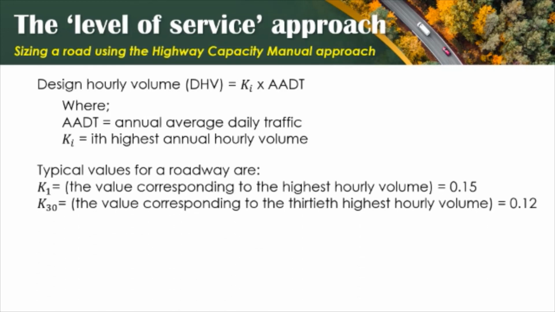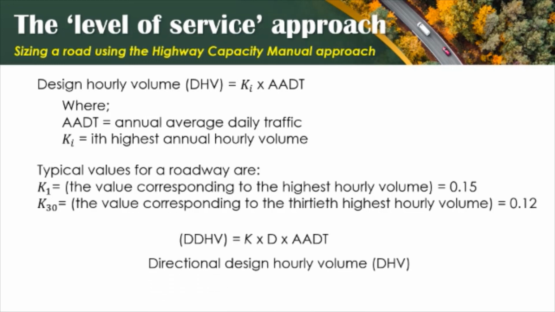Typical values for a roadway are K sub 1 and K sub 30, which are equal to 0.15 and 0.12 respectively. Since DHV is a two-directional flow, the flow in the peak direction is estimated by multiplying it by a directional factor D. So DDHV is equal to K times D times AADT. DDHV is the directional design hourly volume.